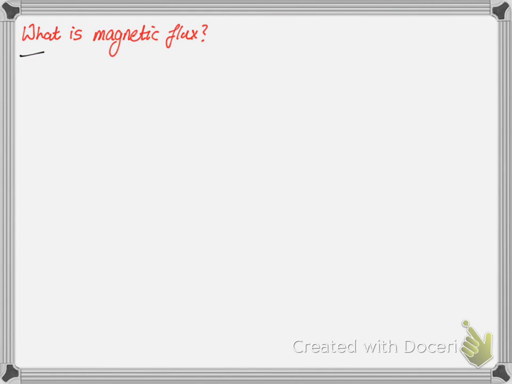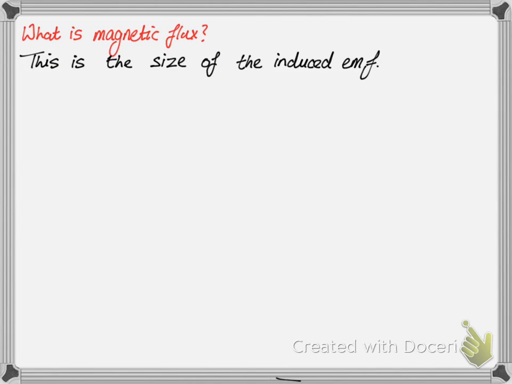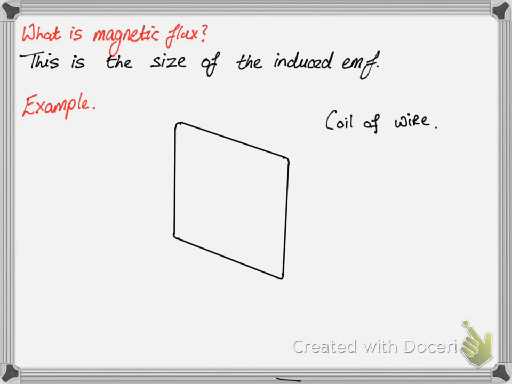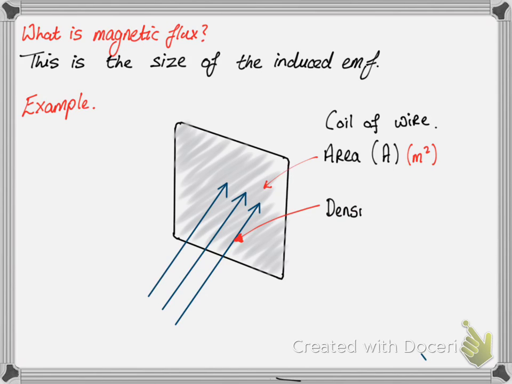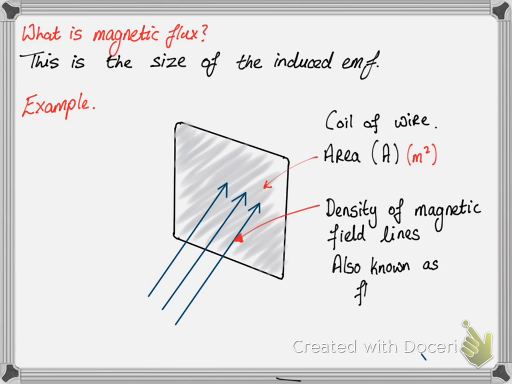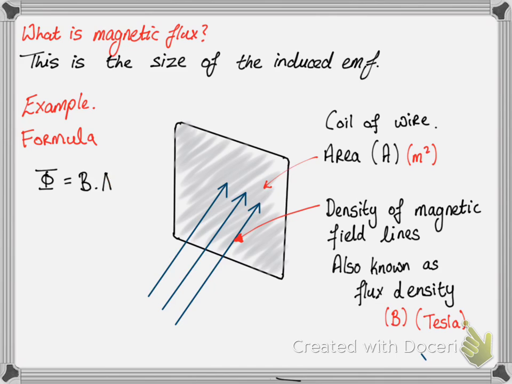So, going back to the question, what is magnetic flux? This is the size of the induced electromotive force. It's easier to understand with an example. So if we talk about a coil of wire, like shown, and the area, which is in grey, this we calculate in meters squared. And we pass magnetic lines through it. So the density of these magnetic field lines is also known as the flux density, which we give the symbol B and is measured in Tesla.